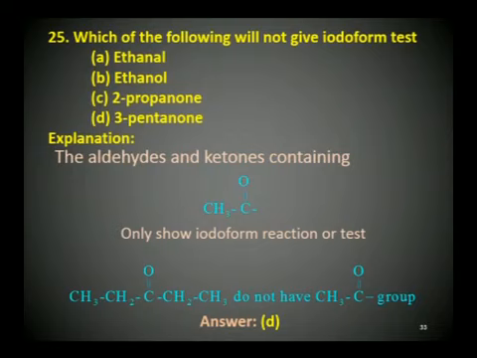So, that is why ethanol, 2-propanone, all the three options, that is A, B, C, have CH3CO group. That is why they show iodoform reaction, whereas D, that is 3-pentanone, does not have CH3CO group. That is why it is not showing iodoform reaction.